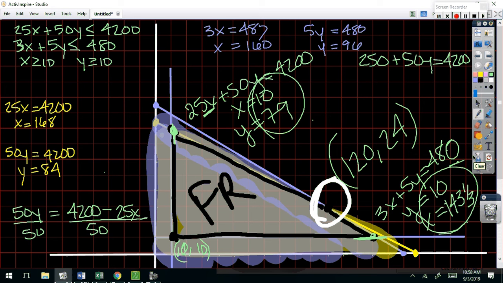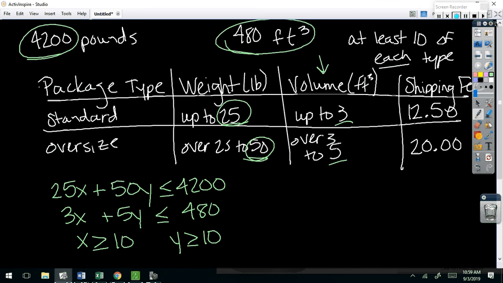The new stuff. Well, because last week we found the vertices, right? Now we're trying to find the maximum. So now what I want you to do is go back to this original problem and write a function that would represent the revenue. In other words, how much money the company makes for shipping X number of standard packages and Y number of oversized packages.